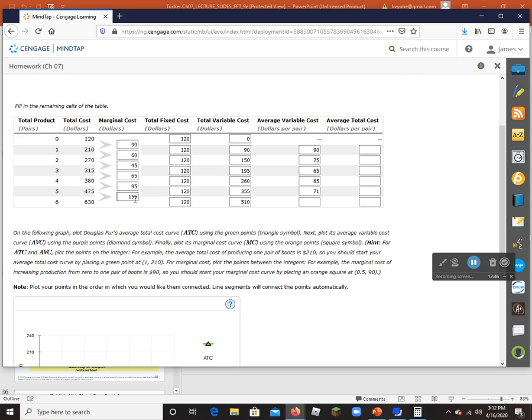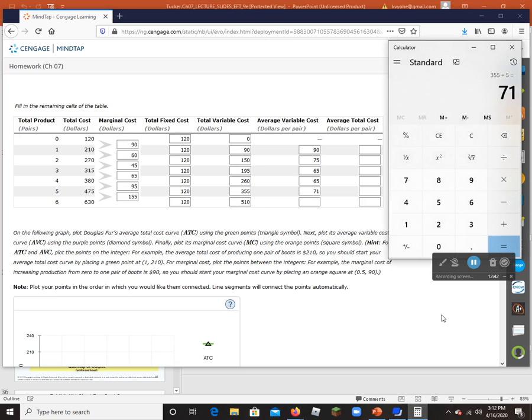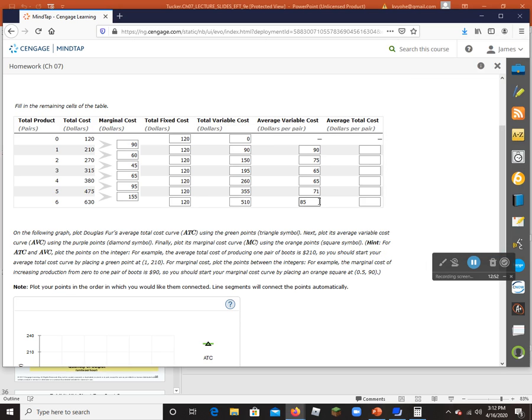This final unit of output, we have $510 in total variable cost, so 510 divided by 6 units of output. That comes out to be $85, and that's our average variable cost.